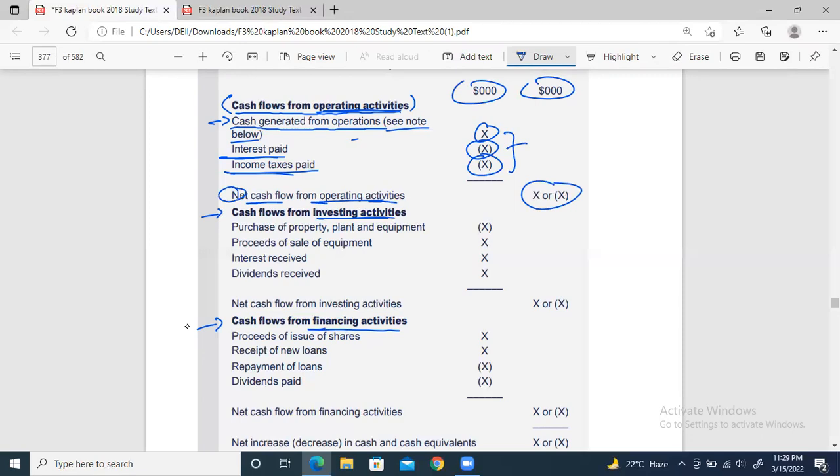Why is it called net? Because obviously we are netting off some items over here, right? So it can come as a minus as well as a positive amount. Okay, this was operating activities.